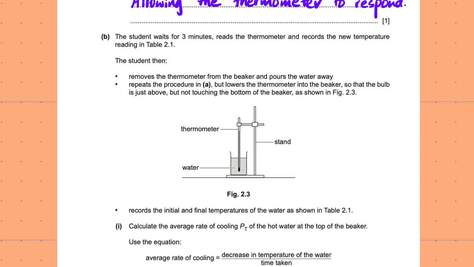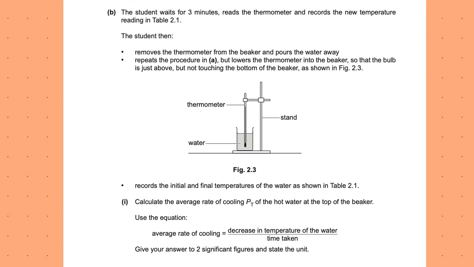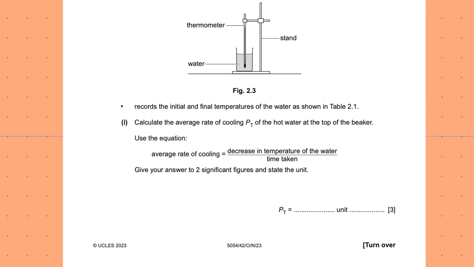The student waits for 3 minutes and records the new temperature reading in table 2.1. The student then removes the thermometer from the beaker and pours the water away. Repeats the procedure in A, but lowers the thermometer into the beaker so that the bulb is just above but not touching the bottom of the beaker. Again, this is also a good way to do it. Records the initial and final temperatures of the water as is shown.